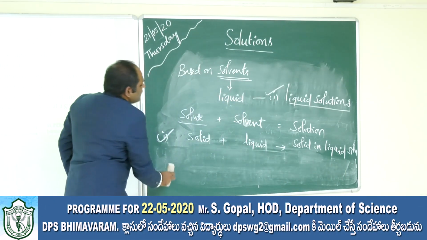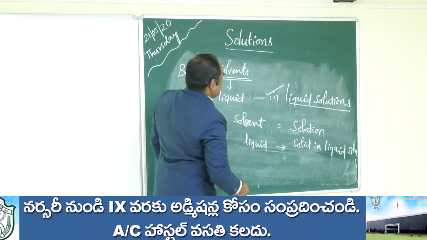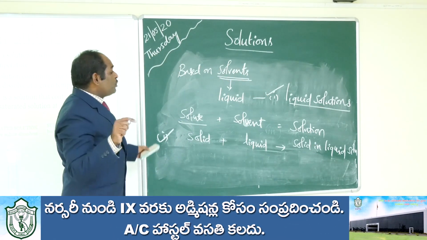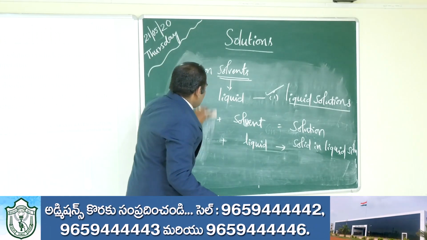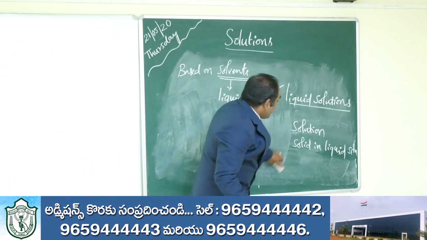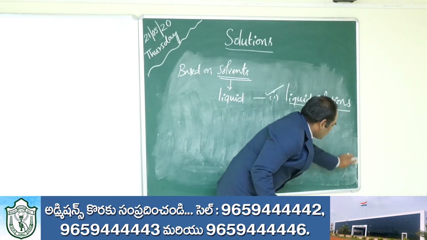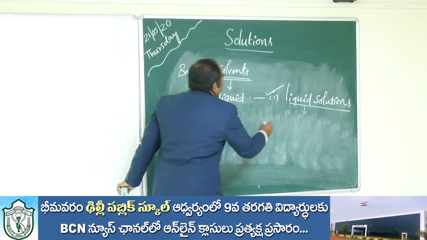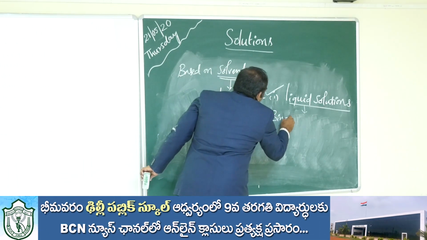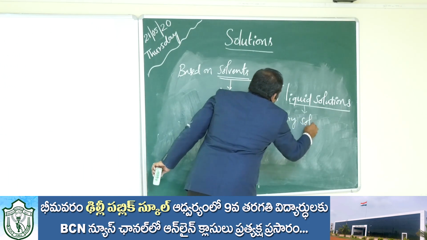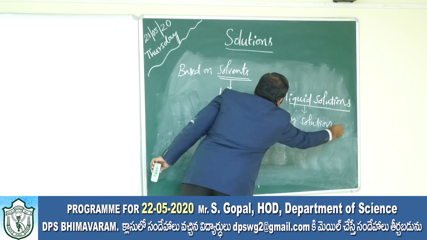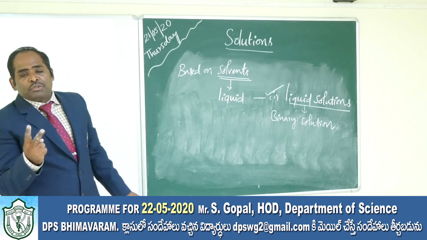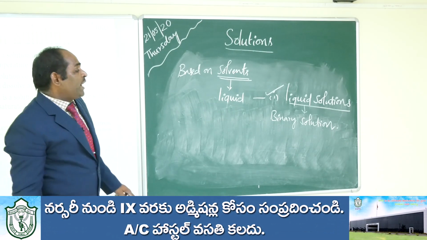Yes, let us start with these solid in liquid solutions. What type of solutions are we discussing? Solid in liquid solution is called a binary solution. Under the solutions we are going to deal with the binary solution. Bi means two components are present in this solution, that's called a binary solution.